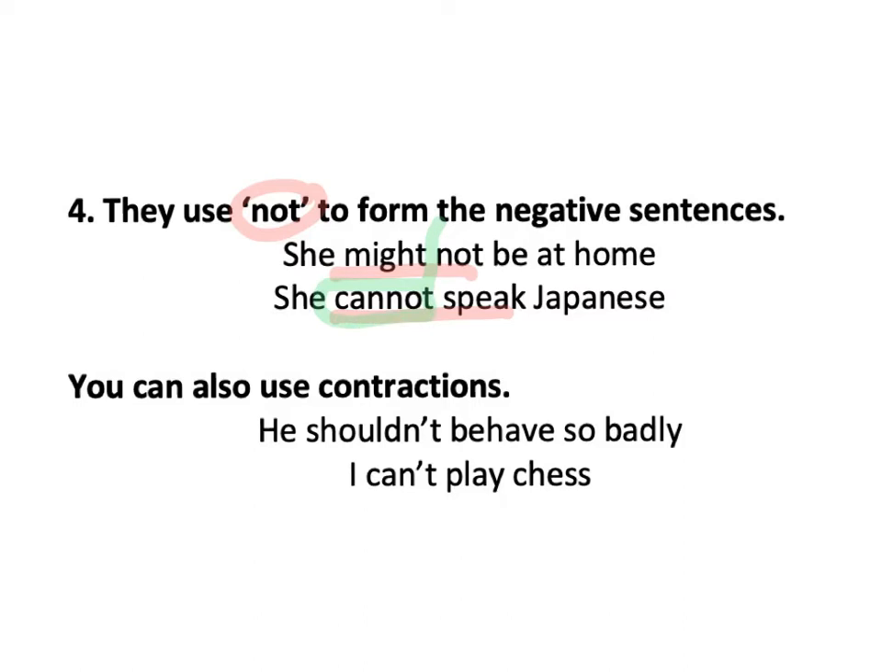We can also use contractions. So we shouldn't behave so badly. I can't play chess. Again, pay attention to the verb can, because we don't add n apostrophe t, we only add apostrophe t. It's a bit different to the other verbs.